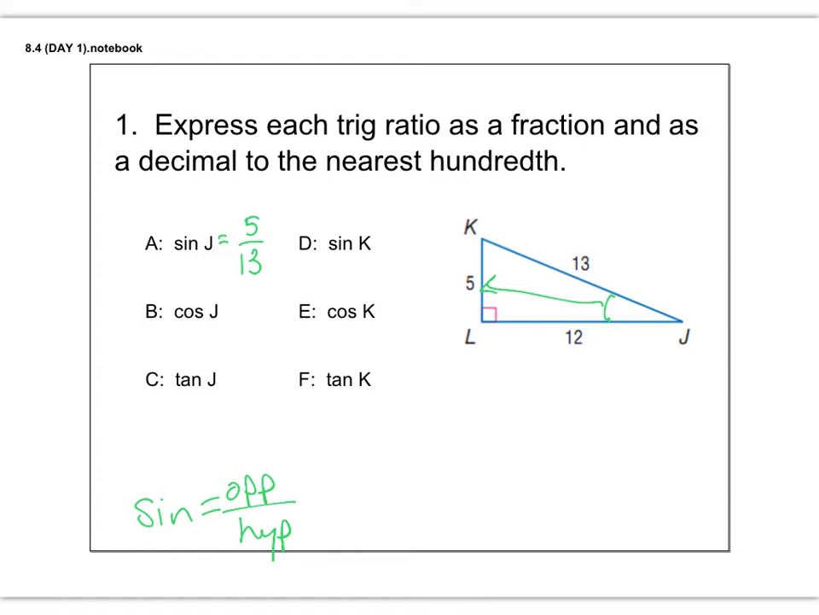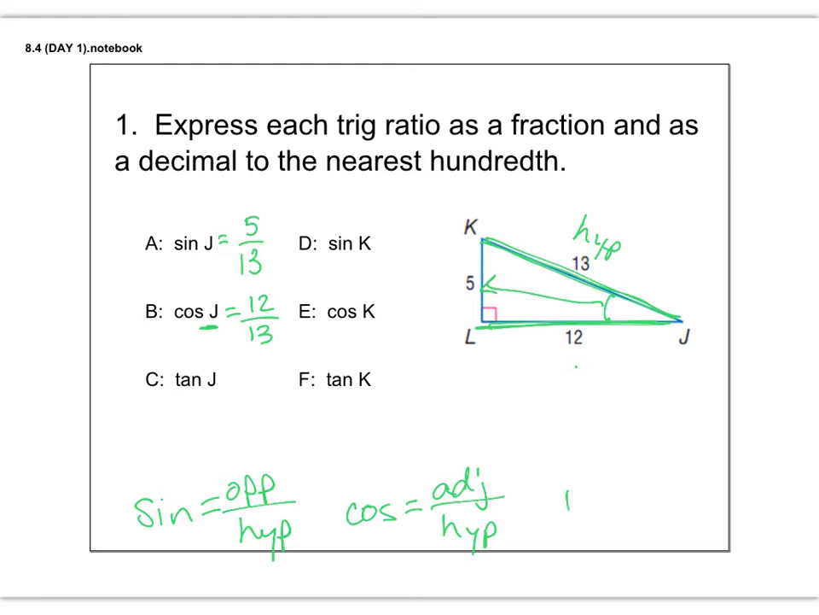Let's find the cosine of J. Cosine is adjacent over hypotenuse. So the adjacent side to angle J is right here. It's 12. 13 is also adjacent, but it's already considered to be the hypotenuse. So 12 would be the side that we call adjacent to J. So cosine is going to be 12 over 13 because 13 is the hypotenuse.